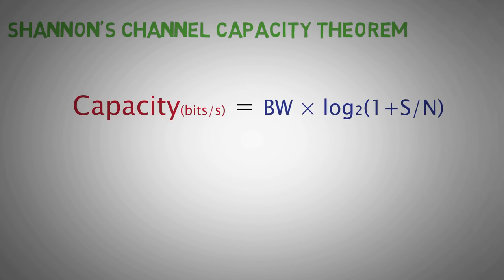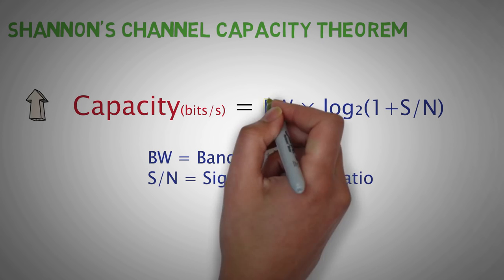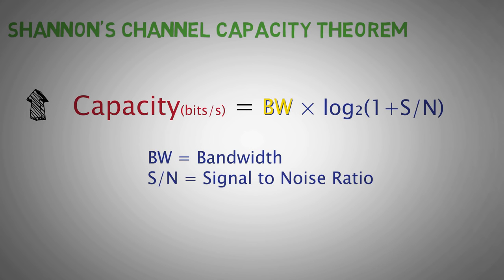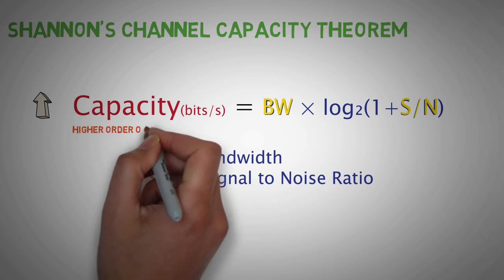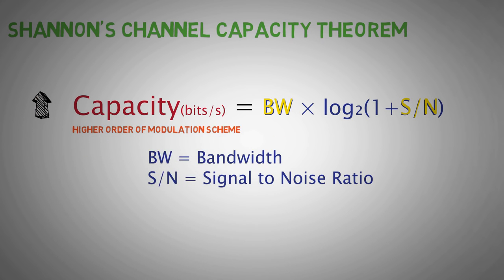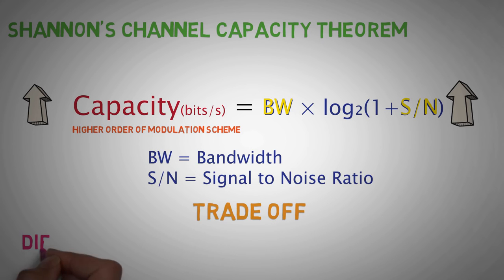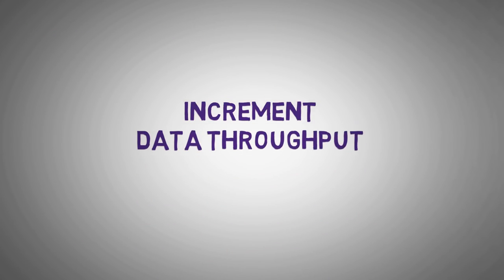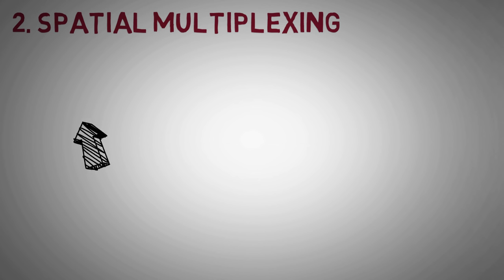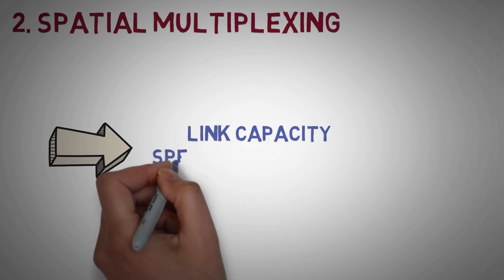to 4. Now, as per Shannon's channel capacity theorem, there is a limit on the capacity of a channel for a given bandwidth. The capacity is also limited by the signal-to-noise ratio of the received signal. By using a higher modulation scheme, we can certainly increase channel capacity, but for that, we have to have a high signal-to-noise ratio. This trade-off can be difficult, expensive, and sometimes we cannot compromise. Therefore, it is necessary to look at other ways of improving the data throughput for individual channels. Using spatial multiplexing, wireless communications can effectively utilize link capacity and spectral efficiency.